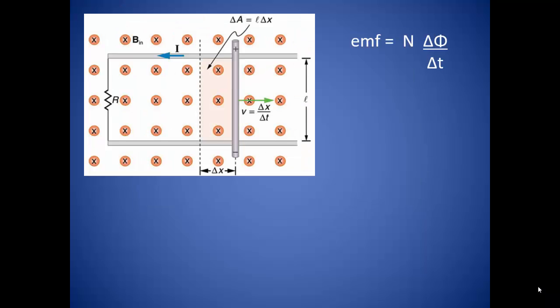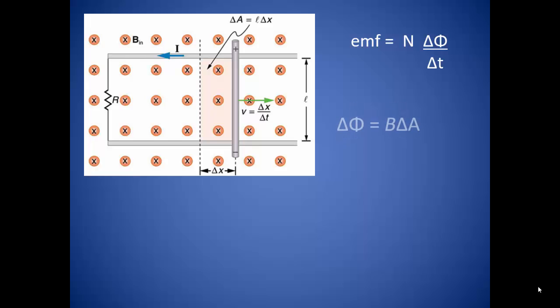We know from Faraday's law that the EMF is equal to the number of coils times the change in magnetic flux divided by the change in time. We also know that the magnitude of the flux is the strength of the magnetic field times the area of the conducting loop times the cosine of theta. Theta is 0, so the cosine of theta is 1, which means we can ignore that term.